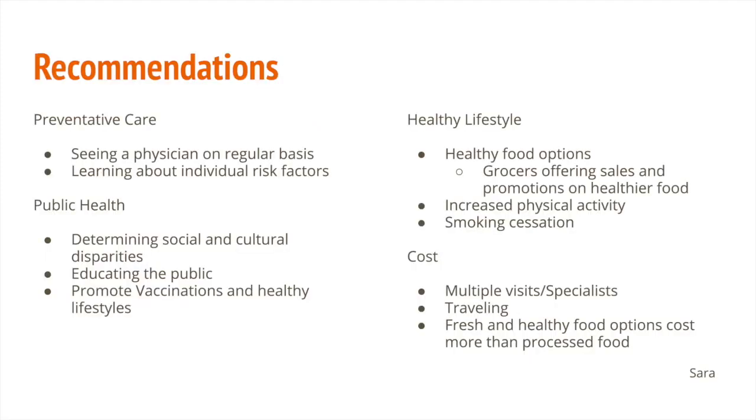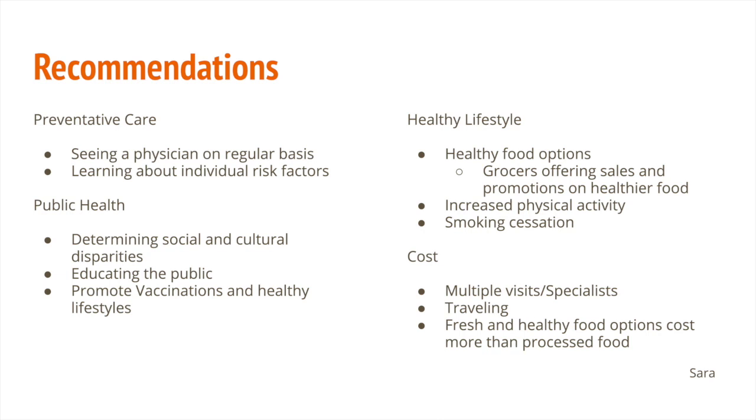Our 4 main recommendations are a focus on preventative care, an increase in public health, an increase in healthy lifestyle, and a reduction in cost. Seeing a physician on a regular basis can help patients to learn about their individual risk factors and prevent chronic illnesses from happening. Public health officials can help in determining social and cultural disparities, educate the public, and promote vaccines and a healthy lifestyle. Healthy lifestyle includes healthy food options, like having grocers offer sales and promotions on healthier foods, increased physical activity, and smoking cessation.